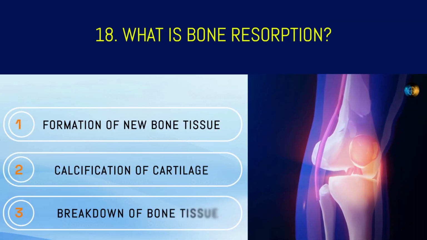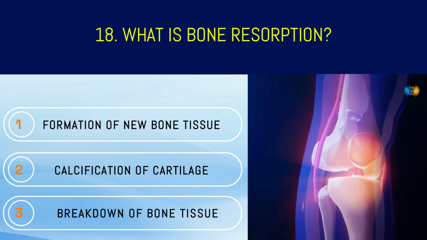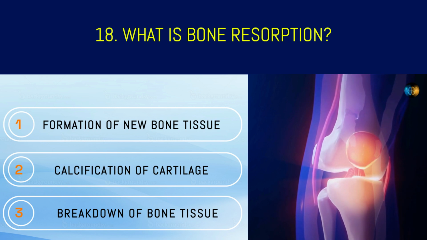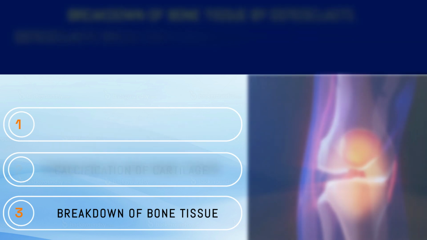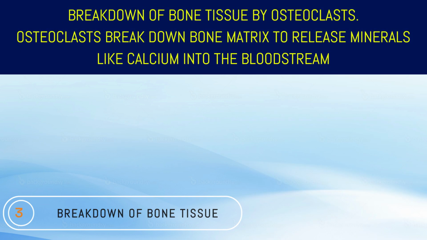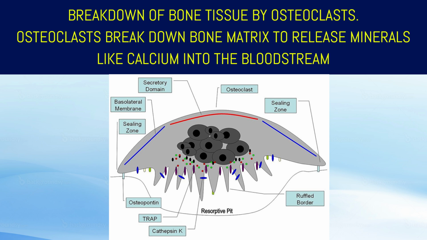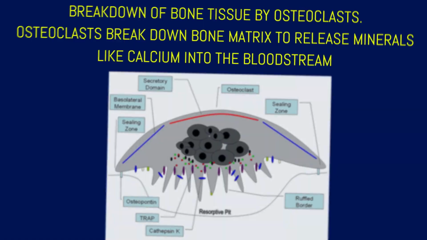What is bone resorption? Formation of new bone tissue, calcification of cartilage, or breakdown of bone tissue? Breakdown of bone tissue by osteoclasts. Osteoclasts break down bone matrix to release minerals like calcium into the bloodstream.